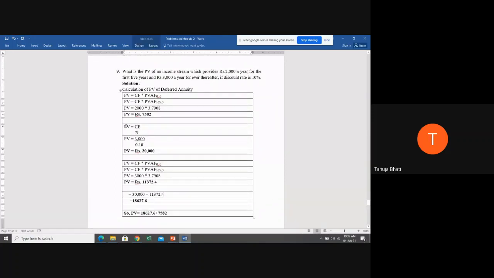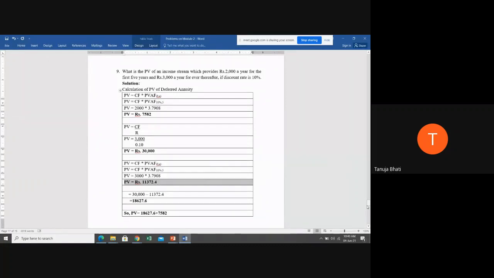So what I have done is, I have taken this 30,000 from 1 to the infinite number of years. Next, take the formula of present value of a deferred annuity for the first 5 years, because 3,000 is arising after the 5th year. So present value is cash flow into present value annuity factor, that is 10% for 5 years. We have already seen in table number 4, it is 3.7908.